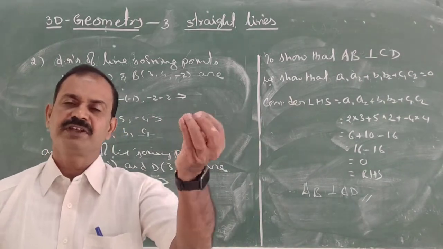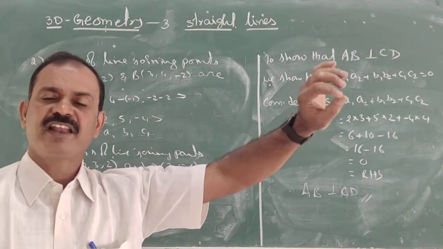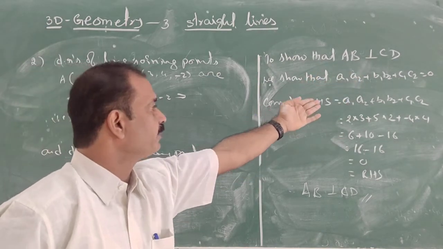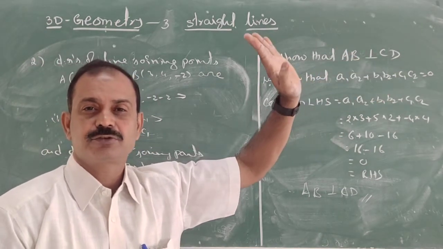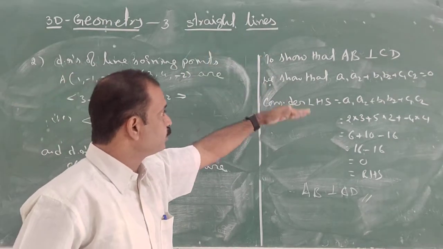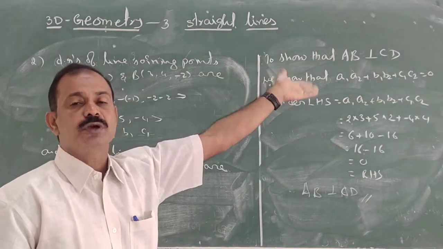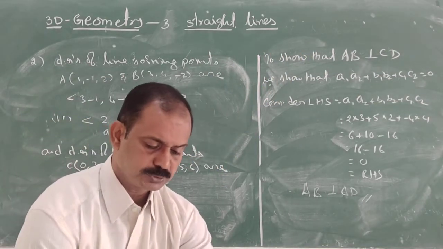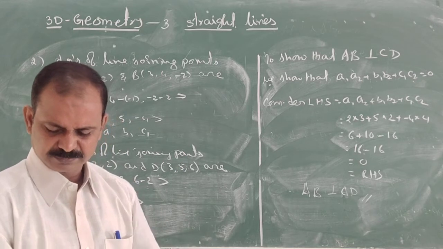I hope these are all very simple concepts. You find the direction ratios. To show the perpendicularity, the sum of the products of the DRs is equal to 0. To show the parallelism, A1 by A2 is equal to B1 by B2 is equal to C1 by C2. That's all. Next, come to the third question.